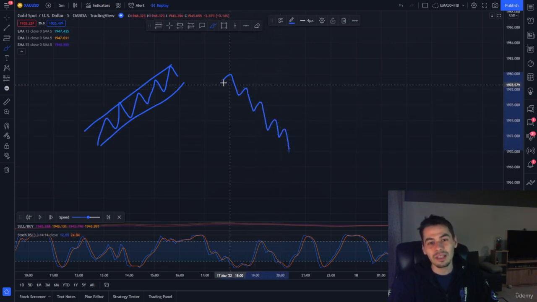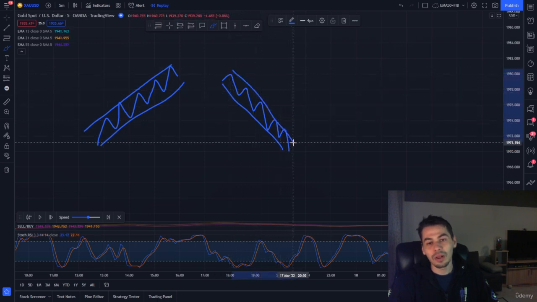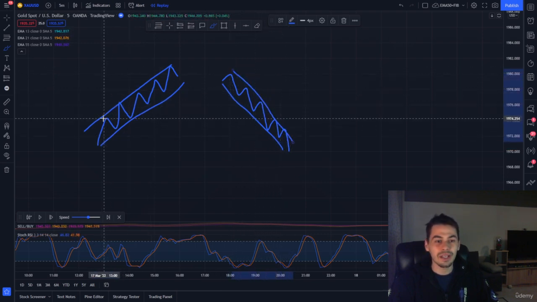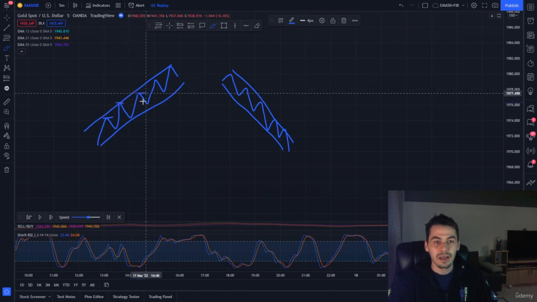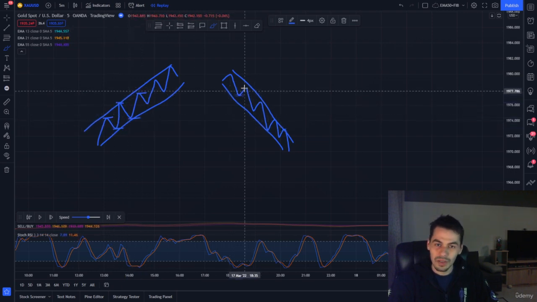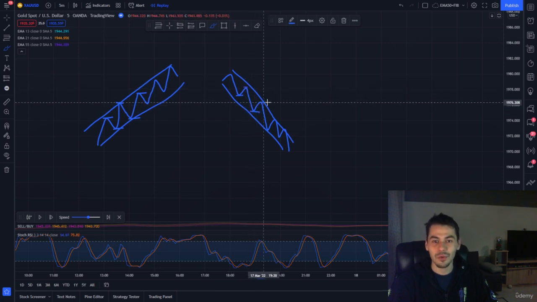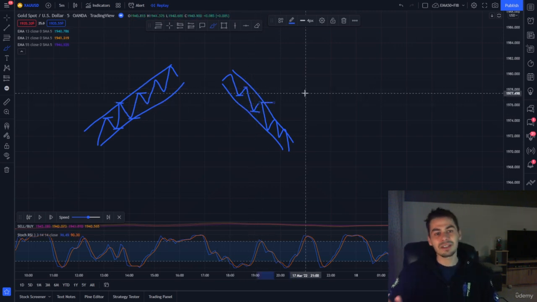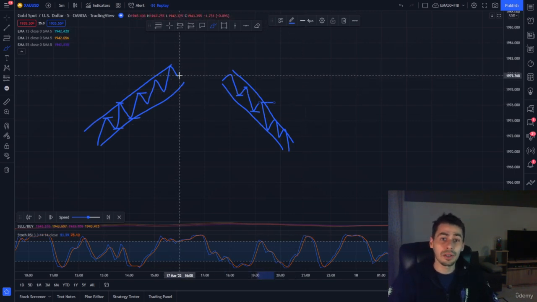Again, we don't see huge legs in our direction, we just see small legs, but we are still creating higher highs and higher lows in case of an uptrend, and lower lows and lower highs in terms of a downtrend. These are easy to spot on the markets. And how are we going to use them?